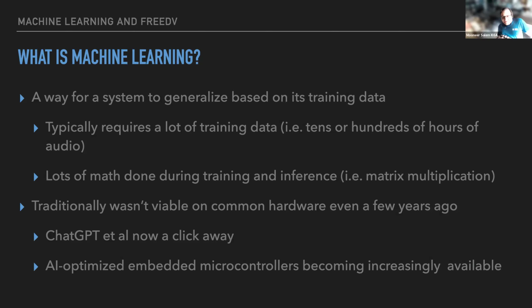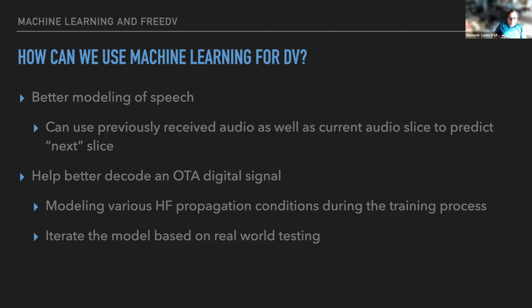So there's that. And then there's also, a little bit further down, some AI-optimized microcontrollers that are coming out. So that might make it possible to do a lot of machine learning tasks on, say, small devices instead of needing a computer. So that sounds all awesome. I'm sure most people's experience with machine learning is just typing questions into a chat and getting some sort of answer out of it. So you might be wondering how one would use machine learning for digital voice.